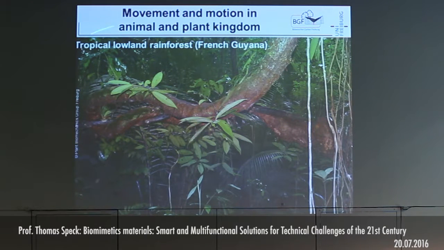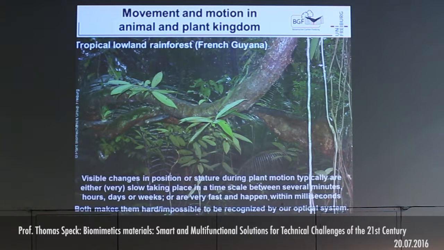This is a picture of a tropical rainforest in French Guiana where we worked for many years. And I could also say this is a movie of the tropical rainforest, because it's static, at least in the way we see it. It's not static in the long range, and I totally agree with you. But the problem is that the position or stature of plants or movements of plants are either very slow, taking place on a time scale of several minutes, hours, days, or weeks, or they are very fast and happen within milliseconds. And both make it very complicated or impossible for us to recognize them with our optical system.